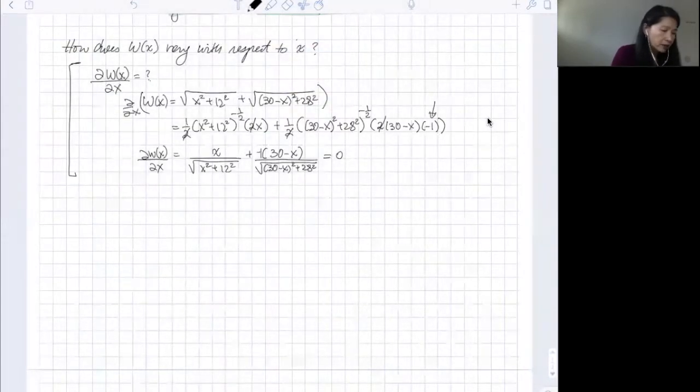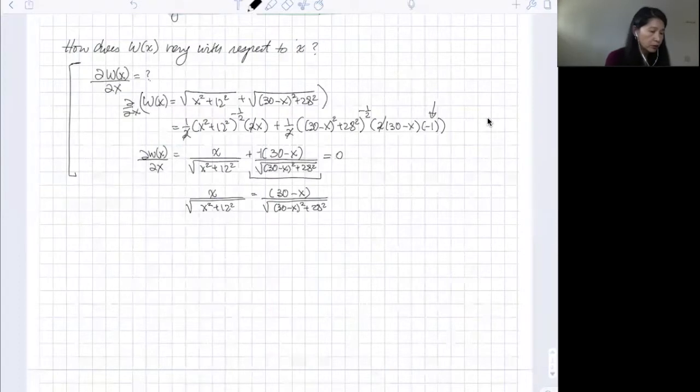So let's go. Now we set this equal to 0. In order to solve for x, we are going to move the second term over to the right. So let's rewrite this as x over the square root of x squared plus 12 squared. Here's a minus sign, so when we move this term to the right-hand side, this becomes positive. So we have (30 minus x) over the square root of (30 minus x) squared plus 28 squared.